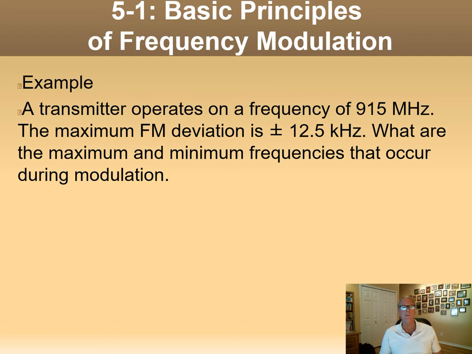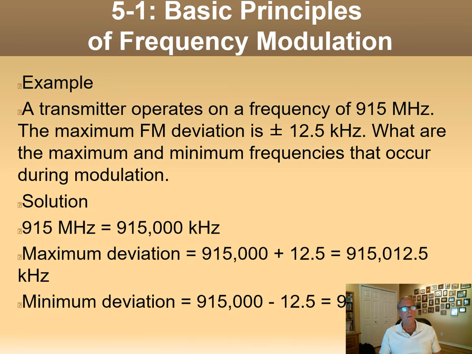So 915 megahertz, maximum deviation is 12.5 kilohertz. What are the maximum and minimum frequencies that occur during modulation? Pretty straightforward. 915 megahertz, you add 12.5 kilohertz to it, you get 915.0125 megahertz. And then the minimum, the lowest frequency, is 914.9875 megahertz. So it's a simple arithmetic operation, not too many fancy formulas here.